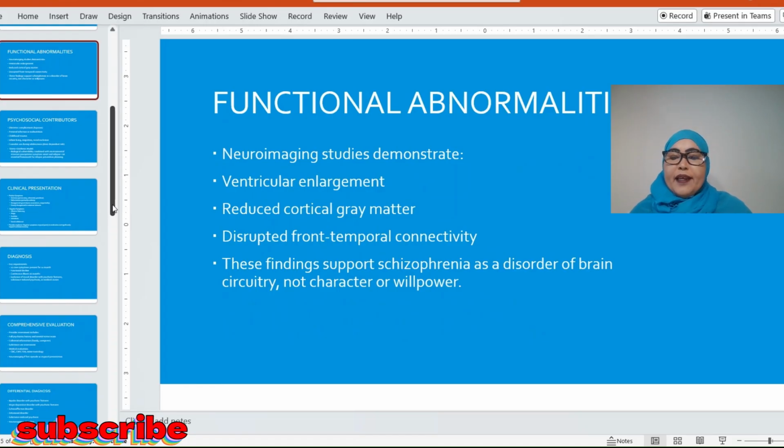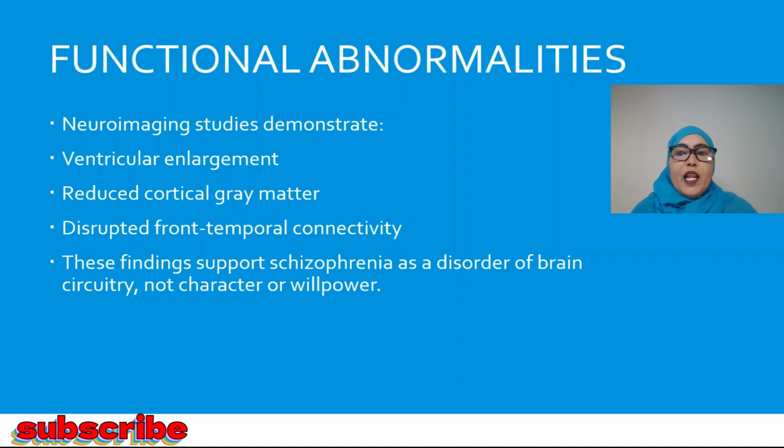Functional abnormalities include neuroimaging studies demonstrating ventricle enlargement and reduction of cortical gray matter. Those are the abnormalities found in the brain of a person with schizophrenia. Disruption of frontal and temporal connections was also found. These findings support schizophrenia as a disorder of brain circuits, not character or willpower.